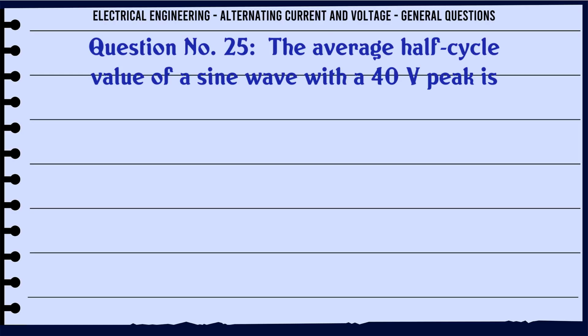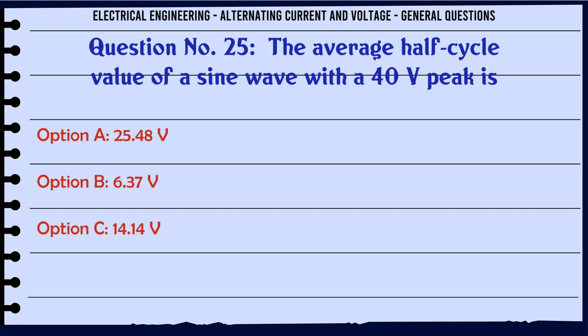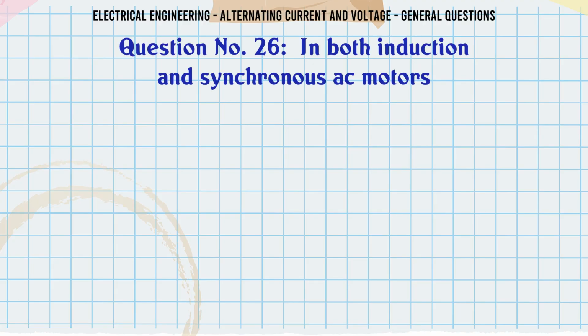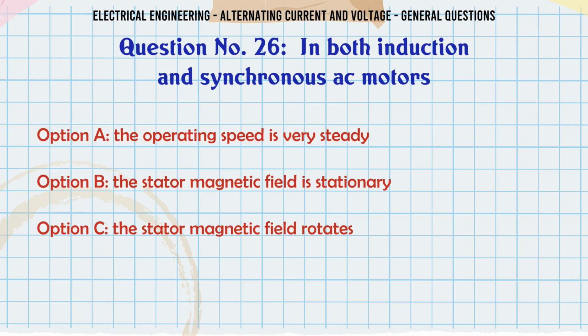The average half-cycle value of a sine wave with a 40 V peak is: A, 25.48 V; B, 6.37 V; C, 14.14 V; D, 50.96 V. The correct answer is 25.48 V.